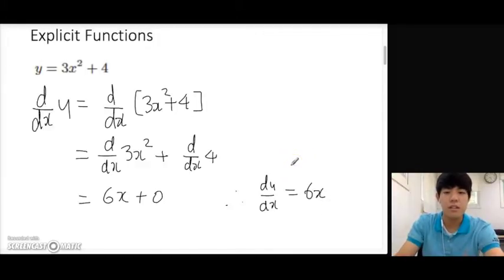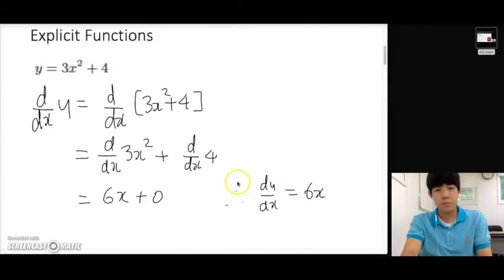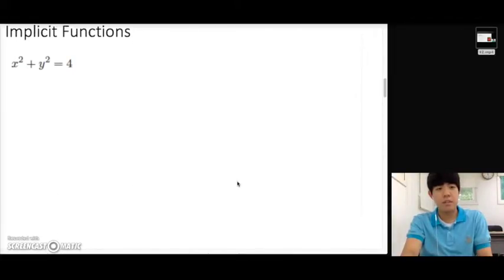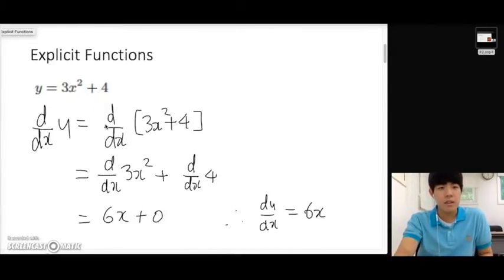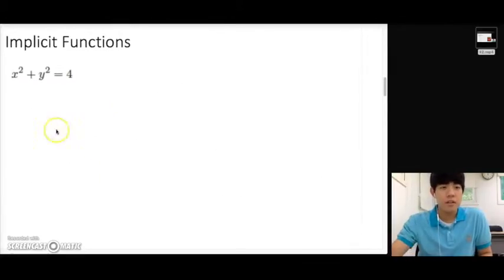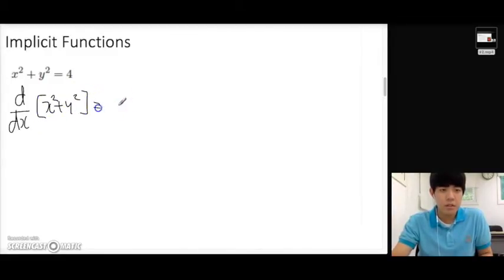Now, using these skills, let's take a look at how we can derive implicit functions. Okay, so here is an example of an implicit function: x squared plus y squared equals 4. So this is obviously a circle. Just like we did in deriving explicit functions, let's first take the d/dx of both sides to find the derivative. So d/dx of x squared plus y squared equals d/dx of 4.